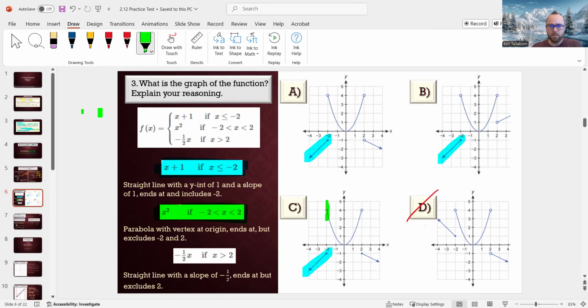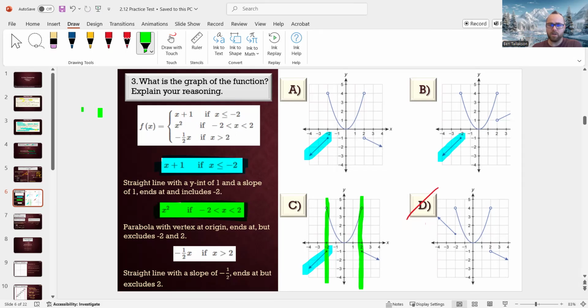Well, -2 is there, +2 is there. That line is between there. And because it's not "or equal to," we have our open dots. Now, I know that's the case for all three graphs.